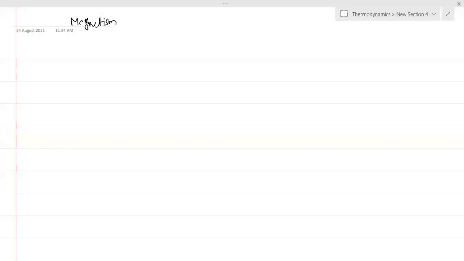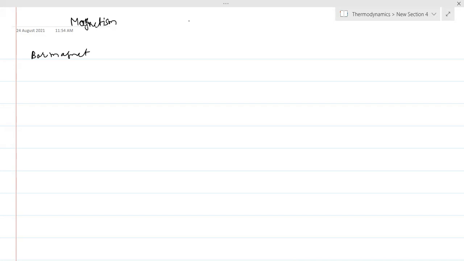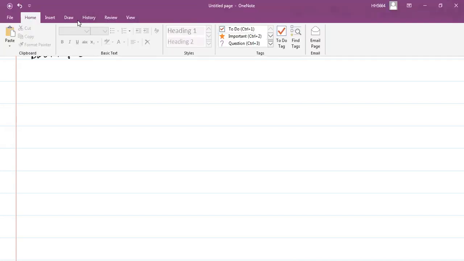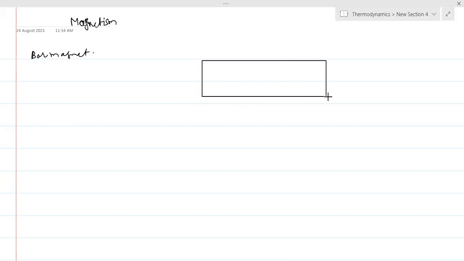So we think of magnetism. Magnetism means generally we used to think of a bar magnet. Initially, we used to think of a bar magnet. So bar magnet means I'm taking a rectangular bar magnet.